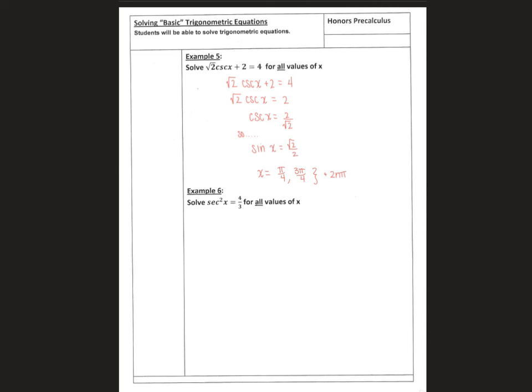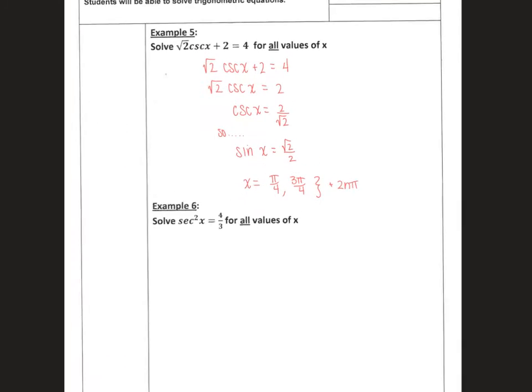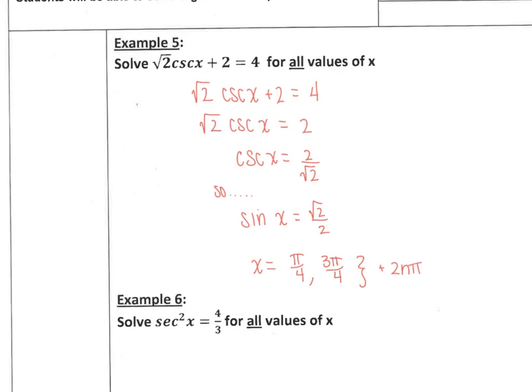So here's another example worked out. Pretty straightforward. I'll let you look at that for a second. Always remember you can pause, go back, write this down, whatever you need to do.